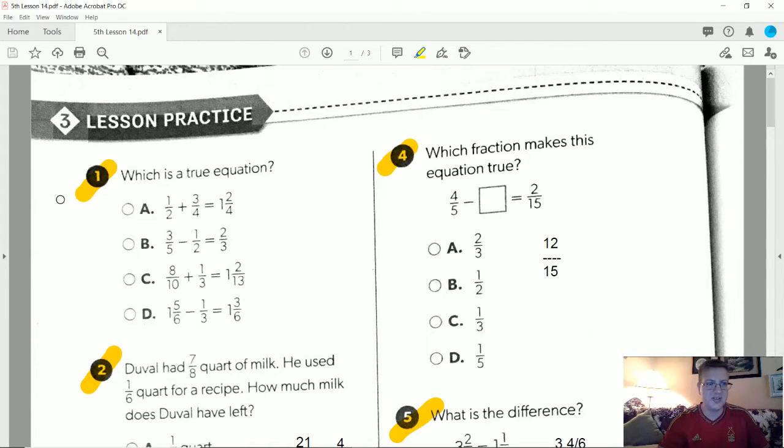Number 1, which is a true equation? If I change this 1/2 to parts over 4, it would be 2/4 plus 3/4 gives us 5/4. Excuse me, that's 5/4, not 7/4. So that would be 1 1/4.